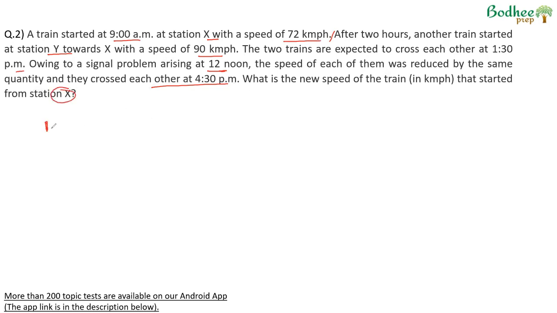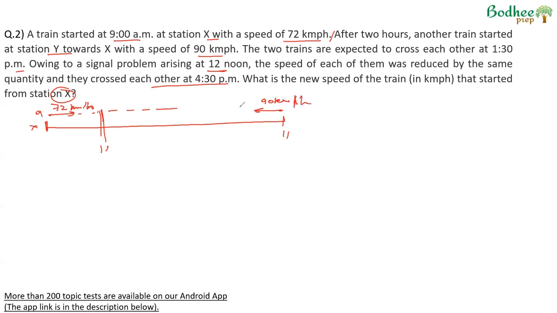Okay, so a train started from X at 9 a.m. A train starts from here. The speed is 72 kilometers per hour. After 2 hours, it will reach some distance. So this is 11 a.m. This is the time when the other train starts from here at 90 kilometers per hour.